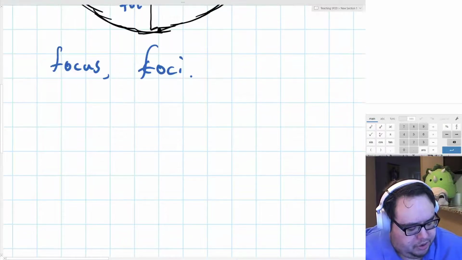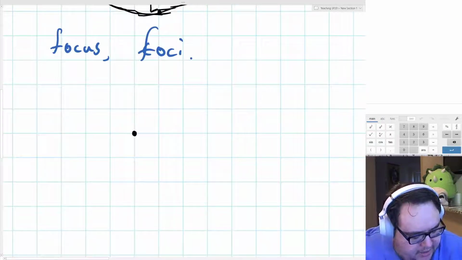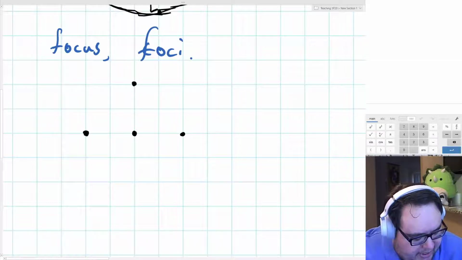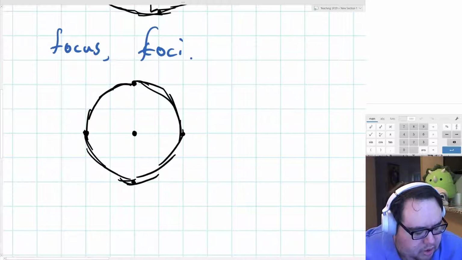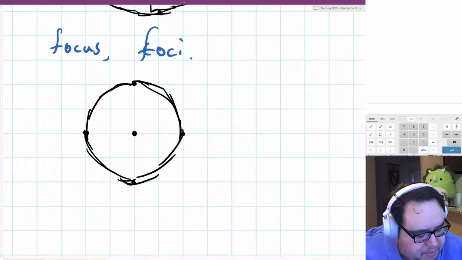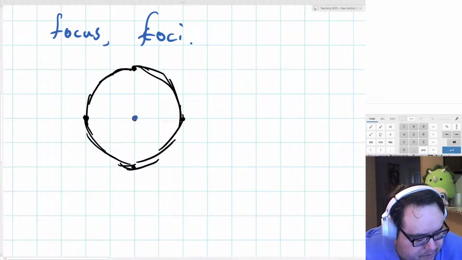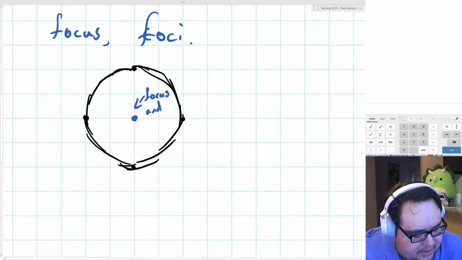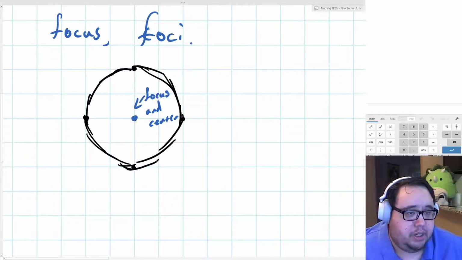So if we think about for a second, a circle is sort of like an ellipse that doesn't have a major or a minor axis. Both axes are sort of the same length. And in some sense, a circle has foci as well. It's just that in a circle, the distance between the center and the foci is 0. So the focus and the center coincide with each other.